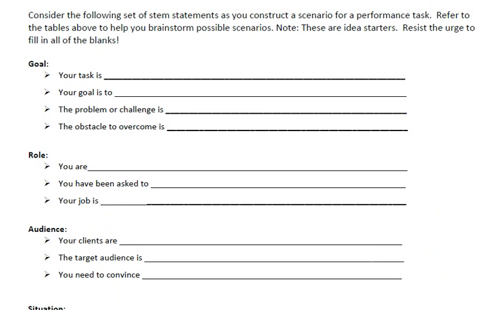Now, you just have to fill out one for each one. So when we look at the GRASPS, the first one was to give your students a goal. What you're going to do is fill in one of these sentences, whichever one you like the best. Your task, your goal is to, the problem or challenge is, the obstacle to overcome is. And this is just a graphic organizer to help you get an idea of what your performance task is going to look like. Then a role.